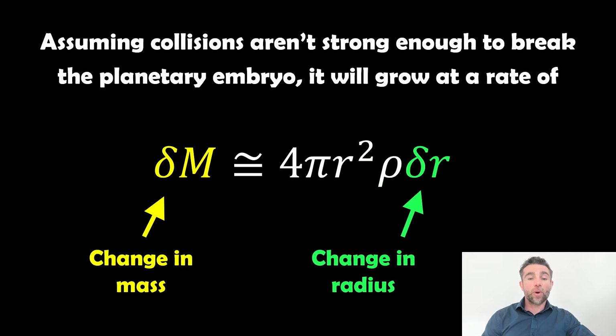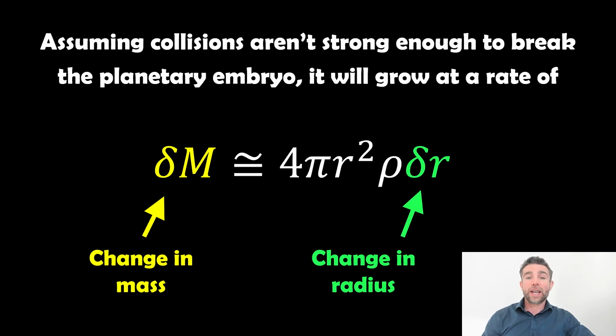We're also going to put this back in the previous equation as well, because this is the change in mass as it's growing. So we're making the assumption that the collisions as it's growing are not strong enough to break it up, and therefore it's going to grow with this rate here, this change in mass.